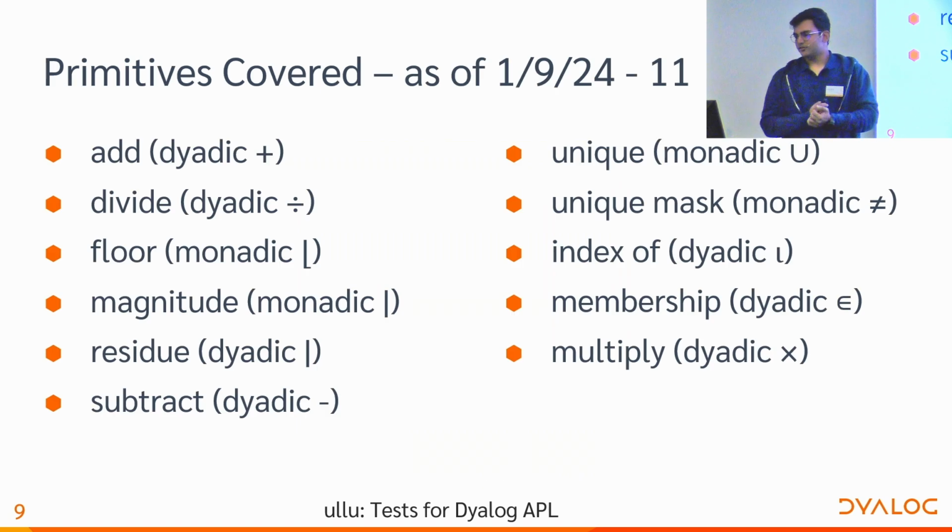As of September 1st, 2024, we have 11 primitives that are covered. There's comprehensive coverage, including all edge cases. There's close to 100% code coverage for all of the primitives, and you can have a look at the primitives.